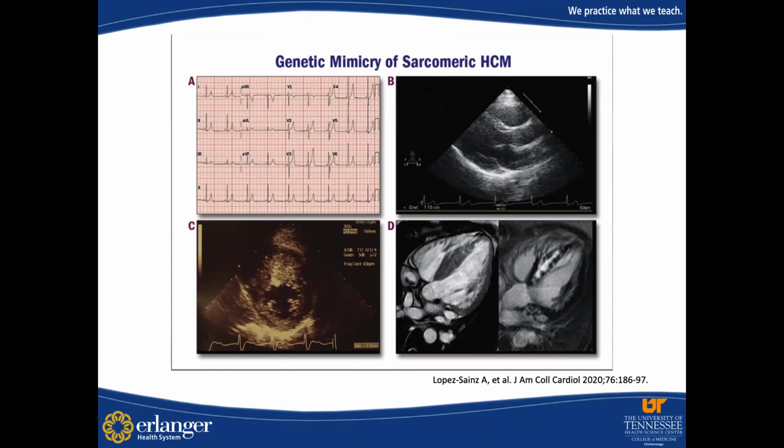So B is a still image, you can't really see much, but it basically shows concentric hypertrophy, and you can see it better here. That's all muscle there. I've got a real echo from a patient of ours that I'll show you all later on. And then this last one, D, is an MRI of the heart. What you're seeing is a super thick septum.